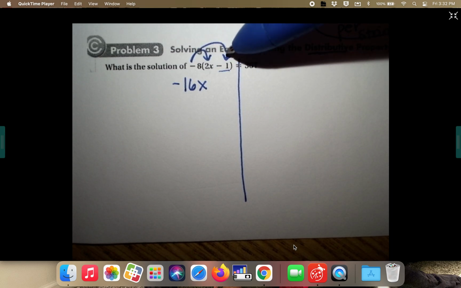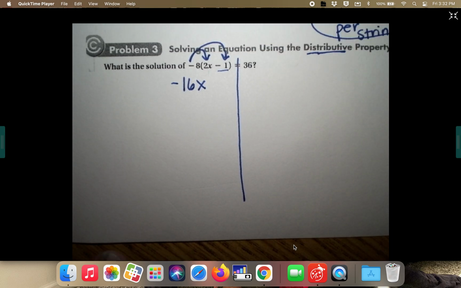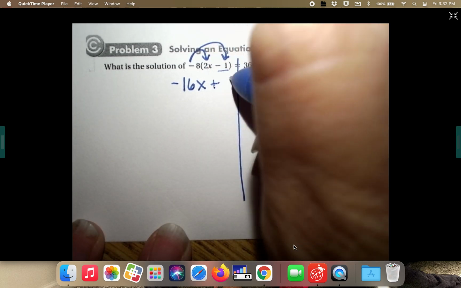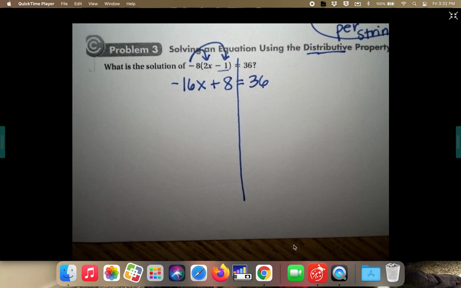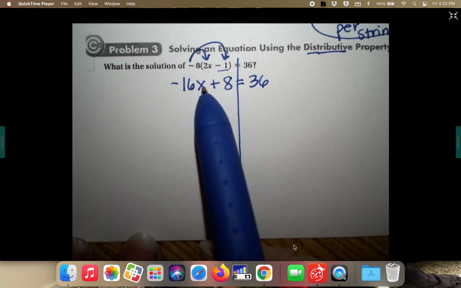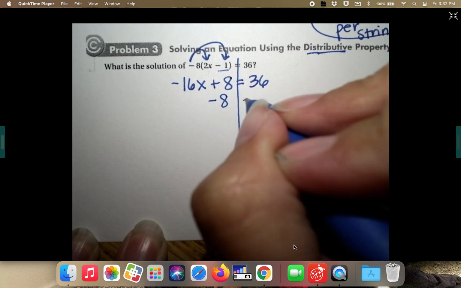Negative 8 times negative 1, that is a negative times a negative, would be positive 8, equals 36. Bring down your 36. All right, now look what we've done. We've set us up with a two-step basic equation. We're going to keep this with the group and get rid of the plus 8 first by doing minus 8 on both sides.